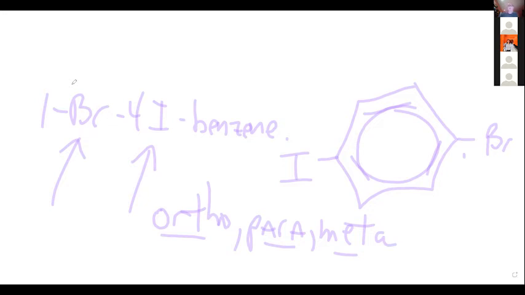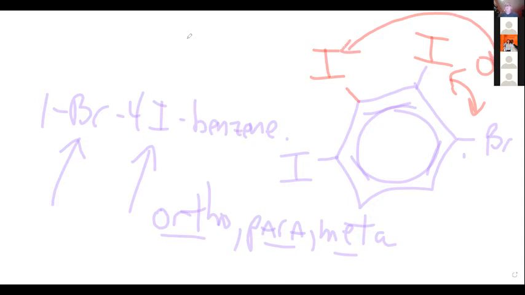Right. So ortho, they're right next to each other. So if the iodine was there, they would be ortho to each other. And if they're two away from each other, so if I put the iodine here, so there'd be a carbon in between, what would I call that one? That one's meta. And then when they're opposite of each other, we call that para. So the other name for this would be para-bromoiodo.